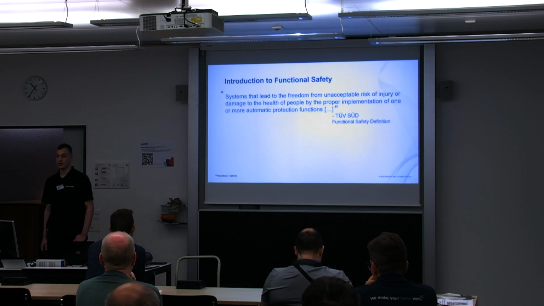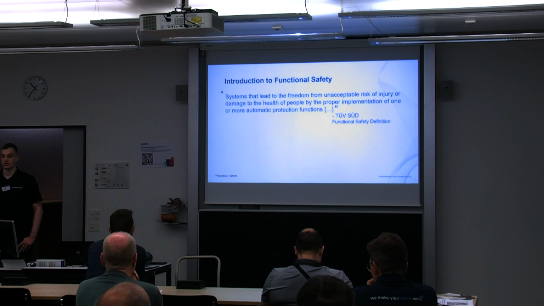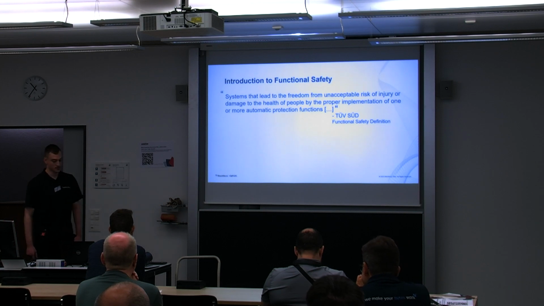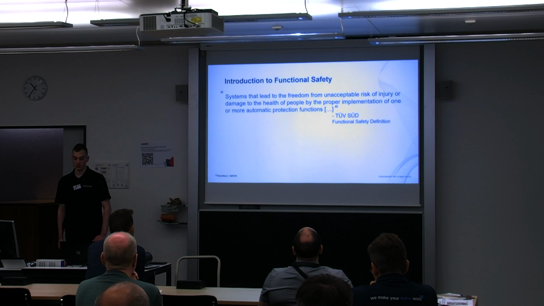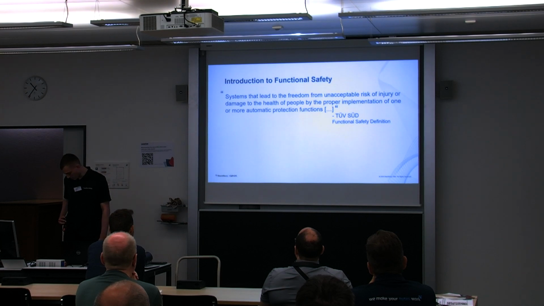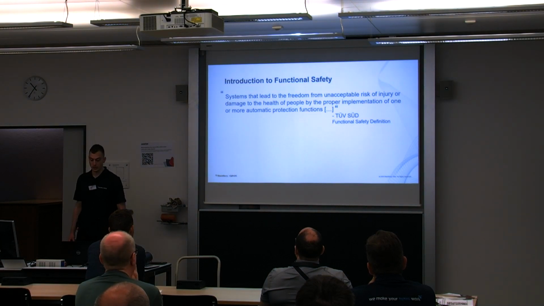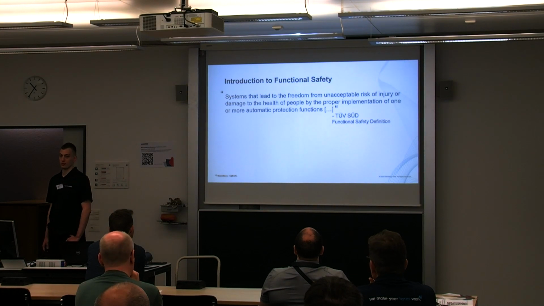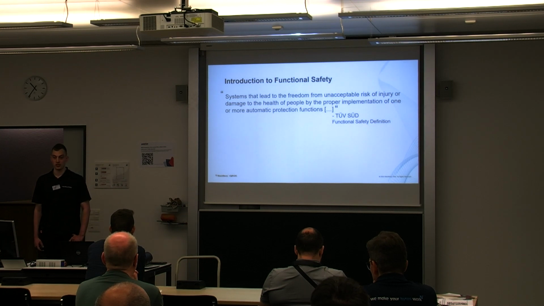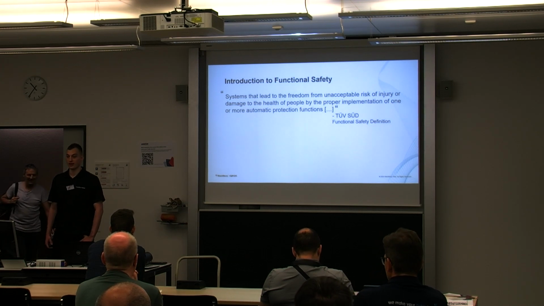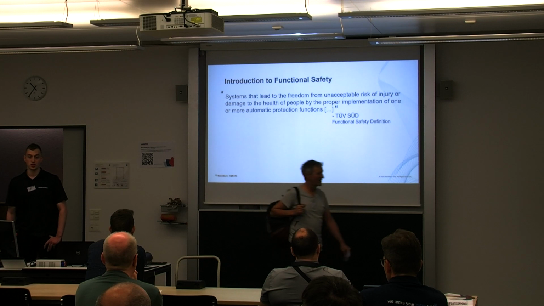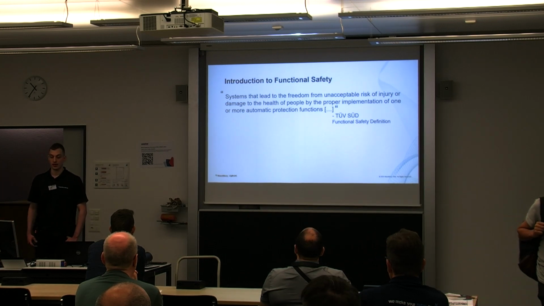So, first of all, what does functional safety even mean? And I want to start by sharing a definition from TÜV Süd with you. And that definition is systems that lead to the freedom from unacceptable risk of injury or damage to the health of people by the proper implementation of one or more automatic protection functions. And if we really look at this definition, we can see that functional safety is really all about protecting users from technology by employing an active automatic secondary functional safety system, or protecting users from technology by actively employing technology ourselves.